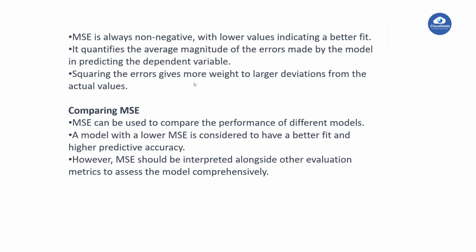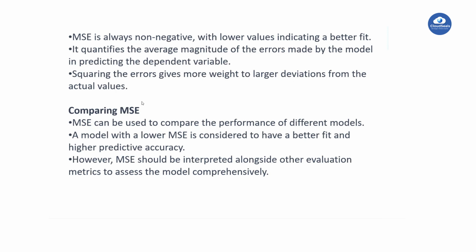Squaring the errors gives more weight to large deviations from the actual values. If we did not square, what would happen? Because of positive and negative values, it would become a very small error. Even if there is some error in the model, it would say there is almost no error. By squaring only, we are able to identify the exact error, that is, the larger deviation from the actual values.